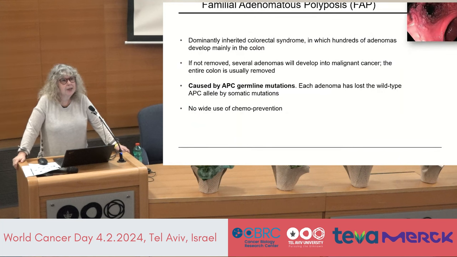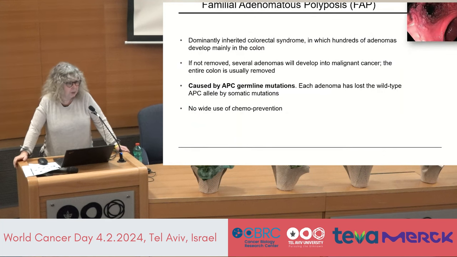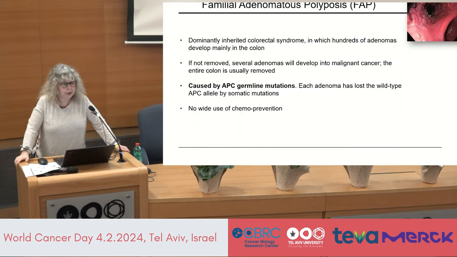Now, as I said, some of the colorectal cancer arises from somatic or inherited syndromes. One of them is FAP, familial adenomatous polyposis. This is a dominantly inherited colorectal cancer syndrome in which hundreds to thousands of adenomas develop mainly in the colon of the individual. If not removed, several of these adenomas will always develop into malignant cancer. And the only real treatment is a resection, or entire removal, of the colon or parts of the colon.